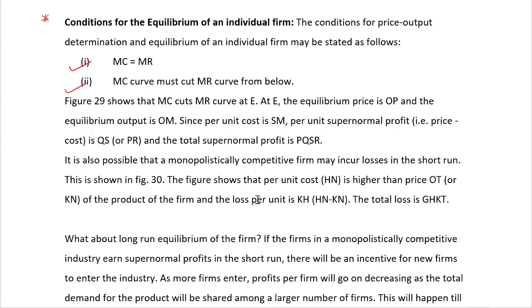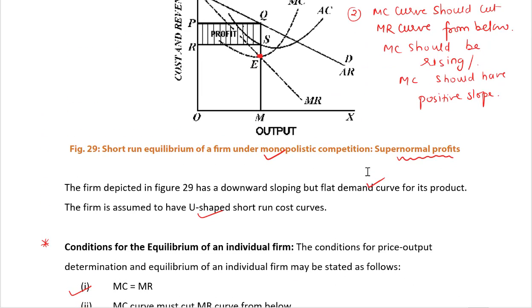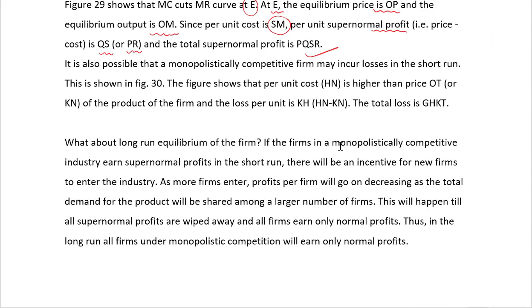Figure 29 shows that MC cuts the MR curve at point E, and at point E the equilibrium price is OP and the equilibrium output is OM. Since the per unit cost is SM, the per unit supernormal profit, that is price minus cost, is QS or PR, and the total supernormal profit is PQSR. This area is depicting nothing but supernormal profits.